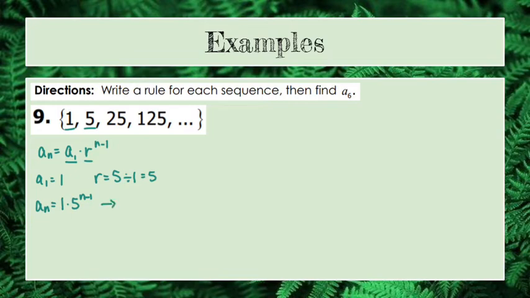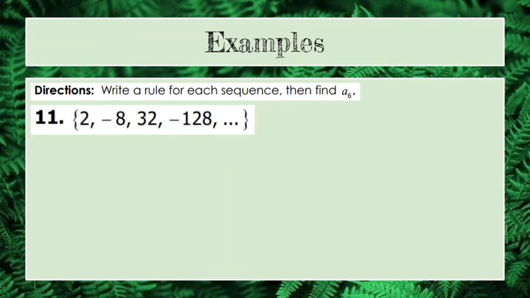But we want to write this as A sub n equals 5 to the n minus 1 because multiplying by 1 doesn't change our answer at all. So this is part of our answer. But then it also tells us to find A6. So A sub 6 would be 5 to the 6 minus 1 power, which is 5 to the 5th power, which if you type in your calculator gives you 3,125. And now we're done with this problem.